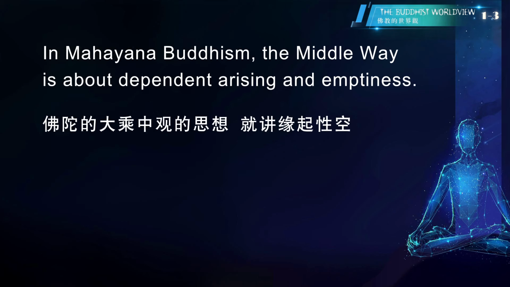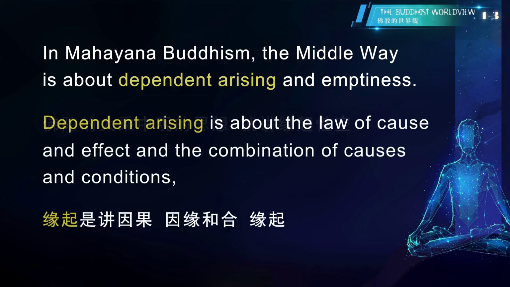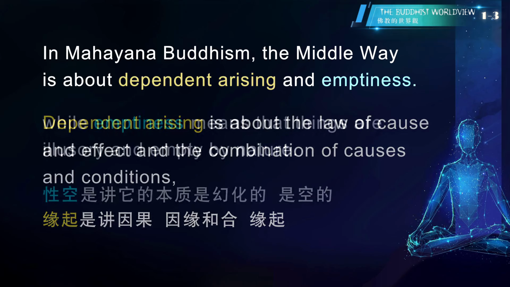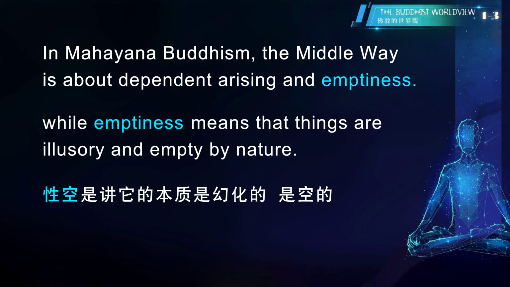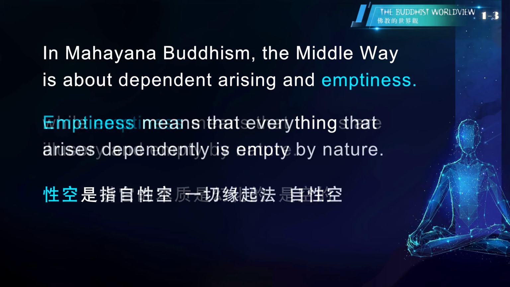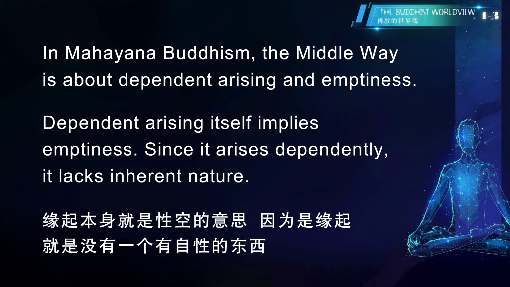In Mahayana Buddhism, the middle way is about dependent arising and emptiness. Dependent arising is about the law of cause and effect and the combination of causes and conditions, while emptiness means that things are illusory and empty by nature. Emptiness means that everything that arises dependently is empty by nature. Dependent arising itself implies emptiness.